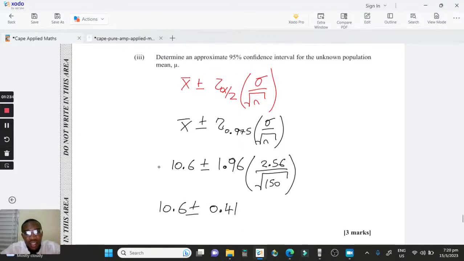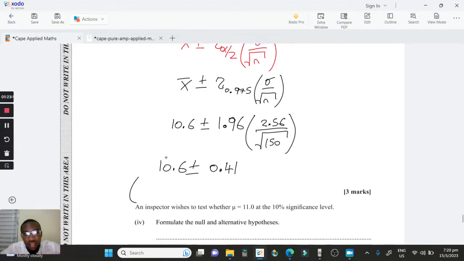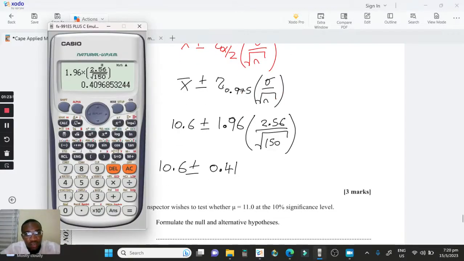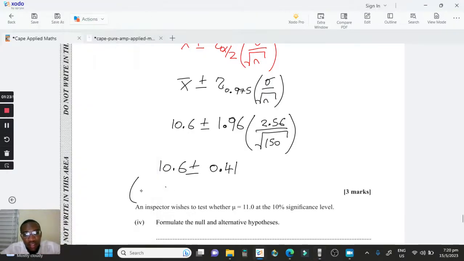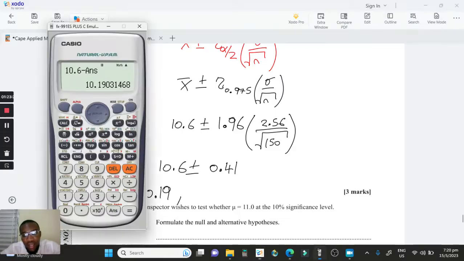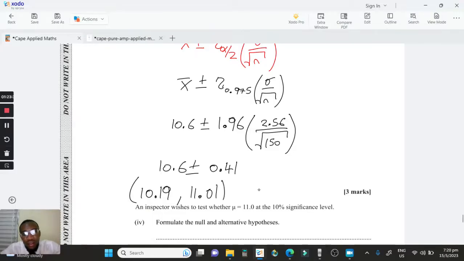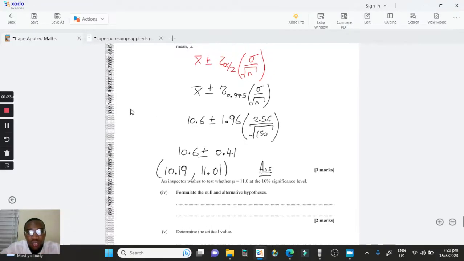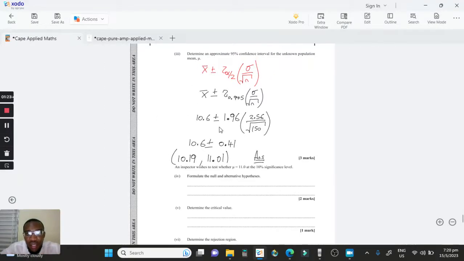0.41. So that means, to determine the confidence interval, when you subtract for the lower value, 10.6 minus that gives us 10.19, comma, and then the higher limit, 10.6 plus 0.41, is giving us 11.01. That's our answer for the confidence interval. Very easy. Just remember a bunch of formulas and 3 easy marks.